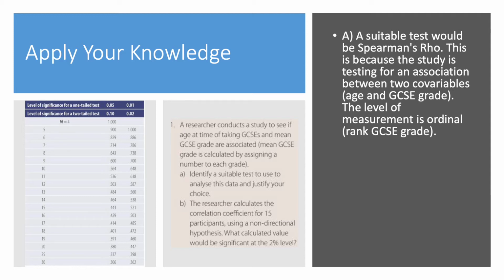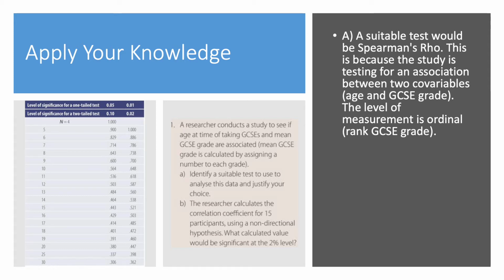And then B, the researcher calculates the correlation coefficient for 15 participants. So already you should be looking at n is 15. Using a non-directional hypothesis, what calculated value would be significant at the 2% level?